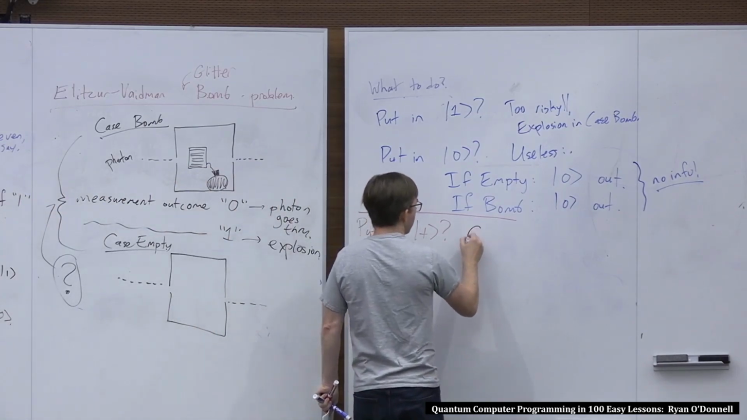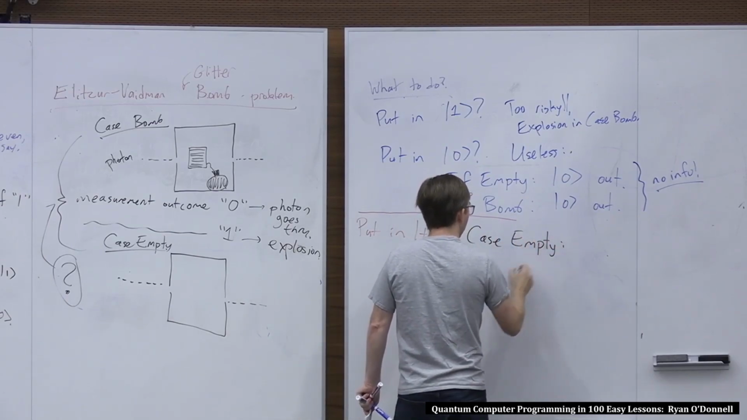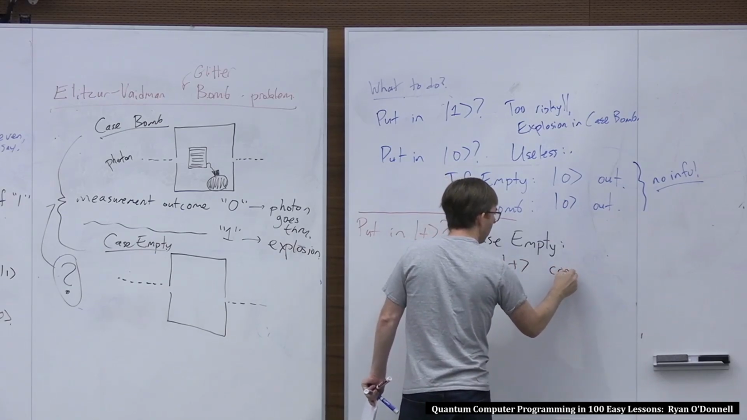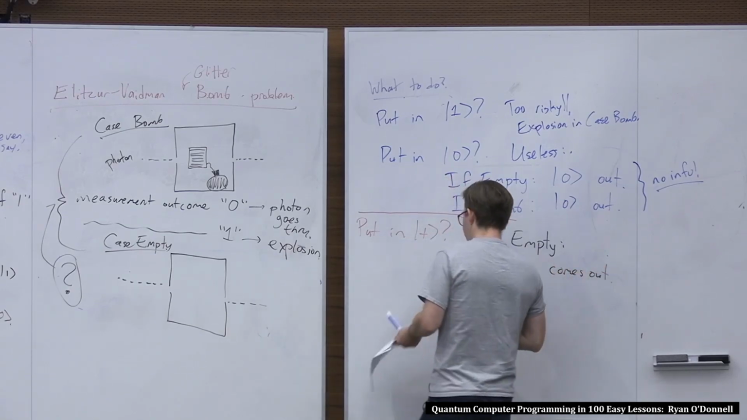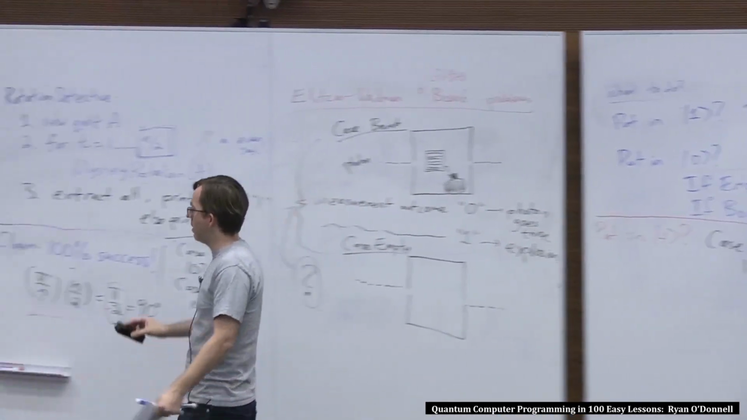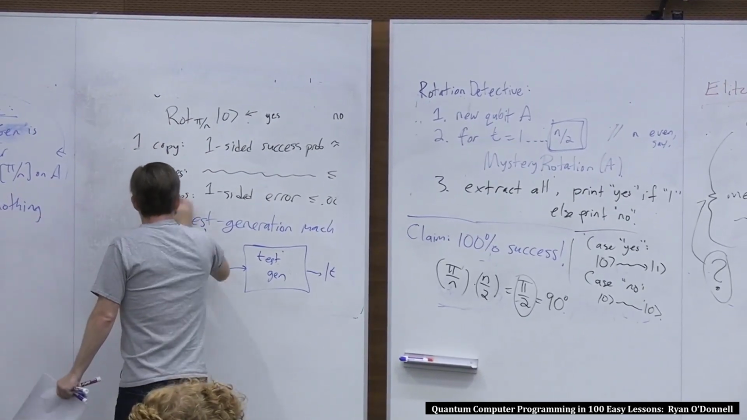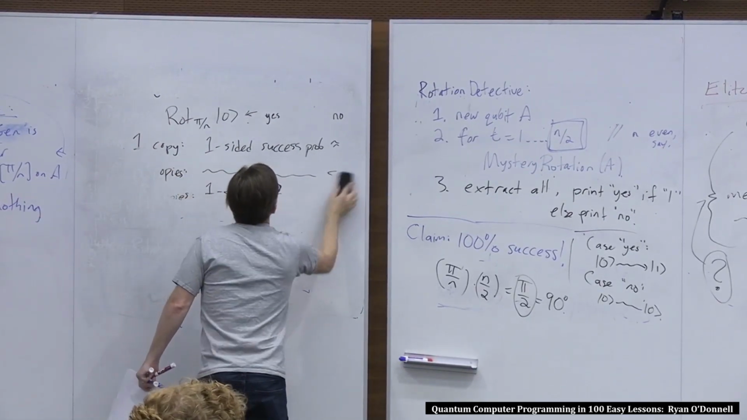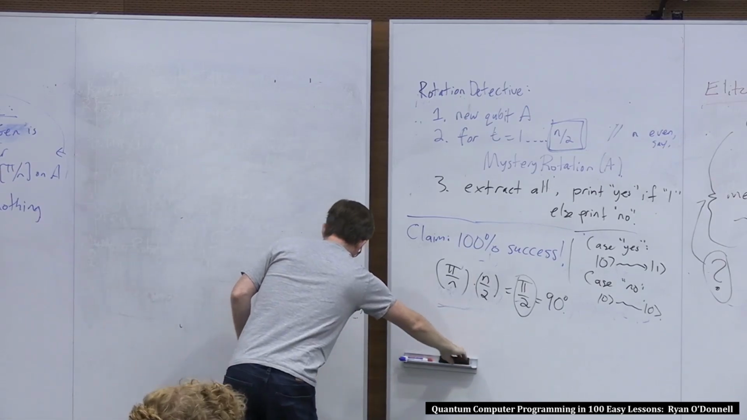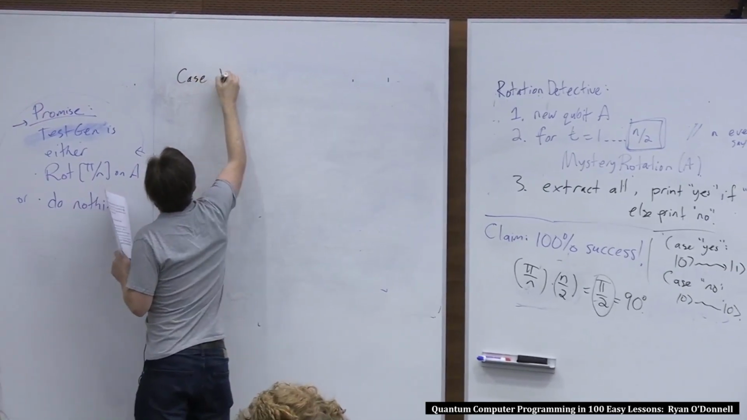So let's reason this one out. Let's do case empty first. Well, in case empty, if you put ket plus in, then just ket plus comes out. Literally nothing happens to it. Okay, let's do the bomb case here. You can think about it in your head what happens in the bomb case. Okay, so case bomb.